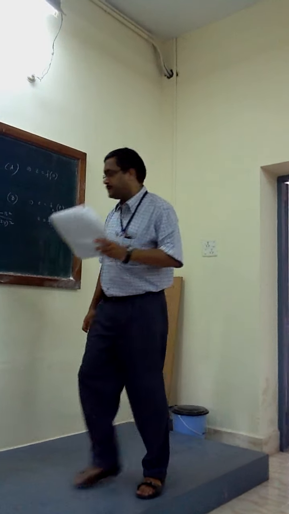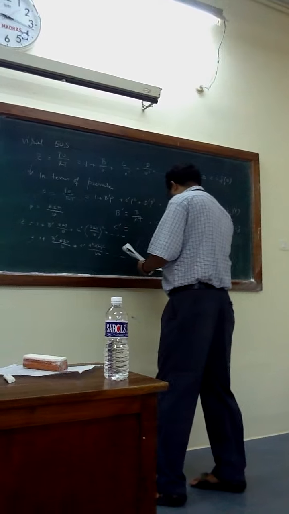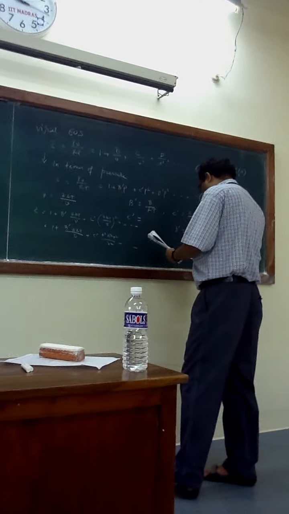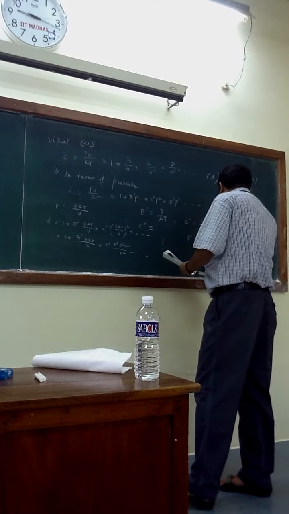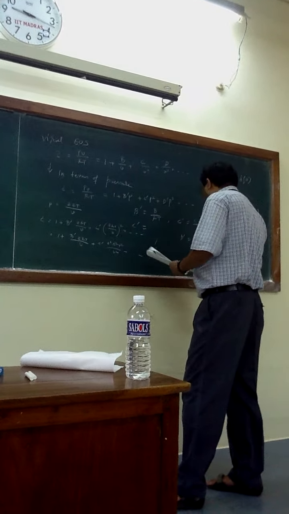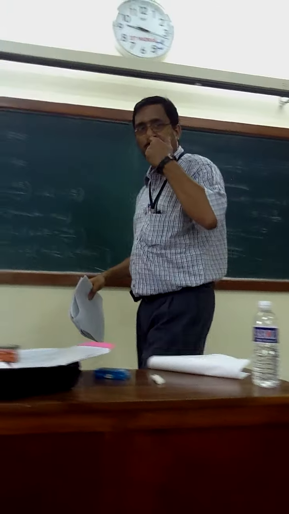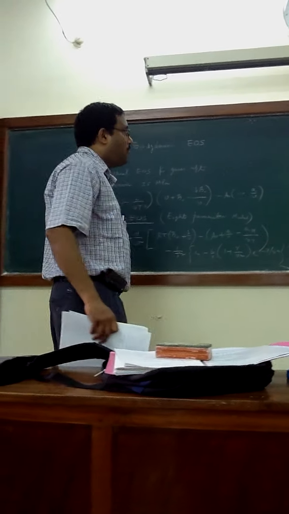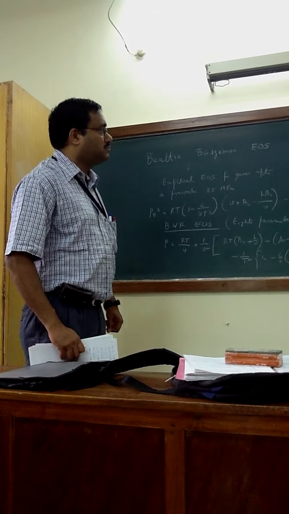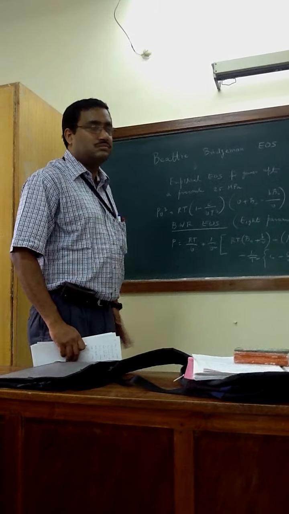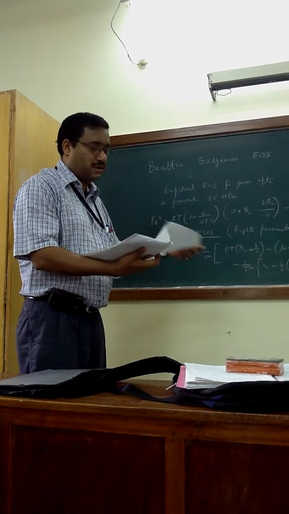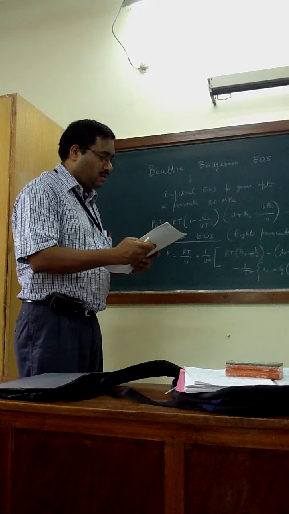And D prime is, which is D minus 3BC plus 2B cube by RT whole cube. Okay, I think it will be doable. Please go back home and try to do it.